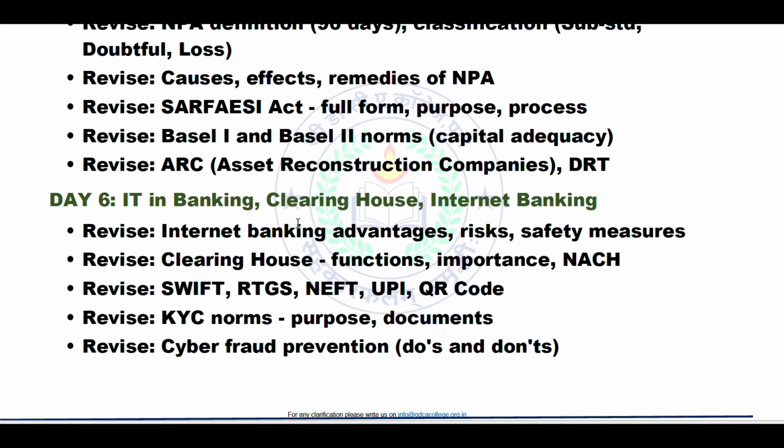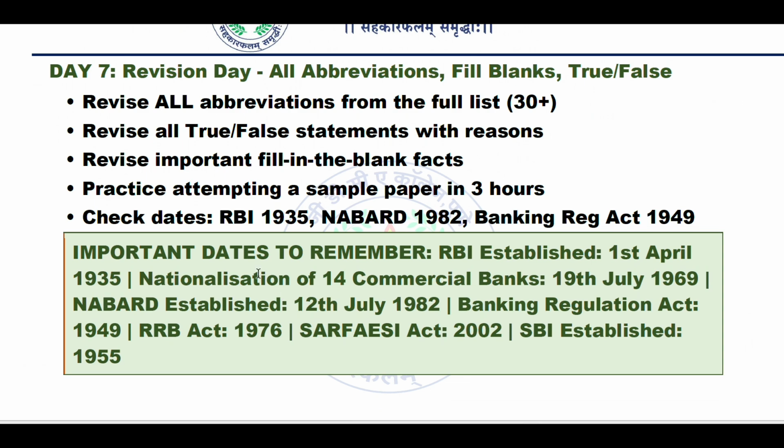On day 6, IT in banking, clearinghouse, internet banking. Revise internet banking advantages, risks, and safety measures. Revise clearinghouse functions, importance, and NACH. Revise SWIFT, RTGS, NEFT, UPI, QR code. Revise KYC norms, purpose, and documentation. Revise cyber fraud prevention, do's and don'ts.